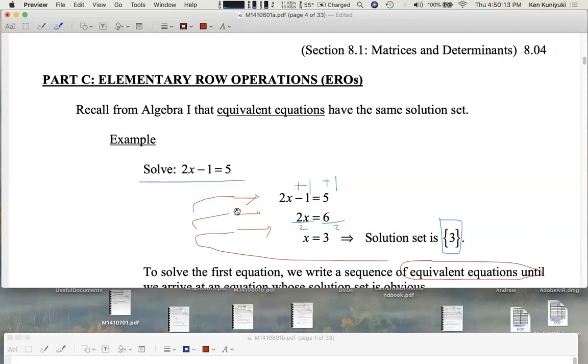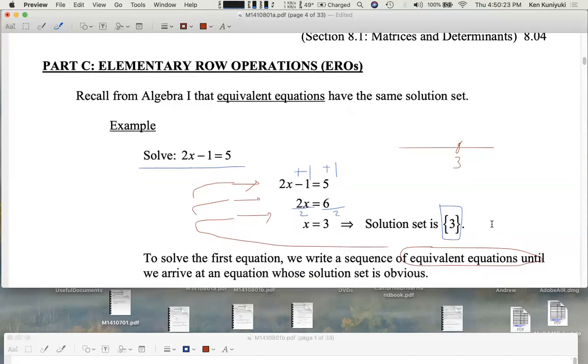In a way, they have the same graph, x equals 3. On the number line, x equals 3. Kind of like when we checked for equivalence back in trig. So the idea here is that you write a sequence of equivalent equations with the same solution set until you get a really nice equation whose solution set is obvious. At this point, x equals 3. It's obvious that 3 is the only real value for x that will make this equation work.